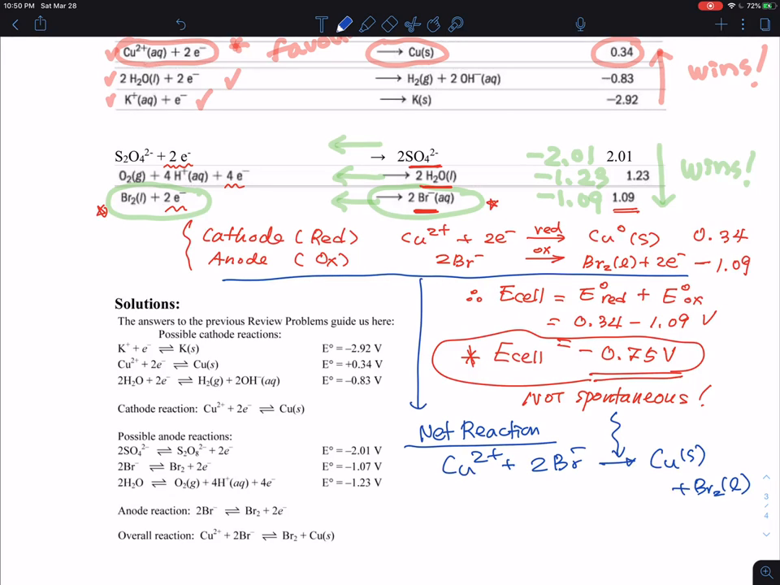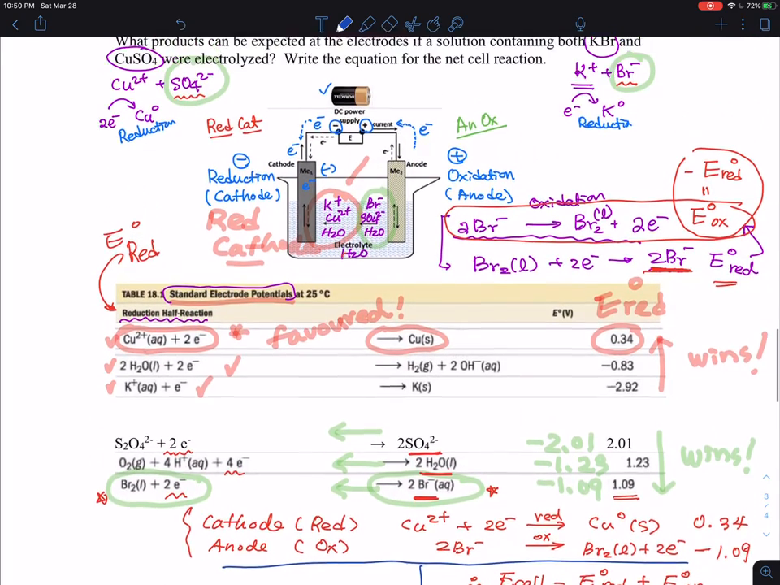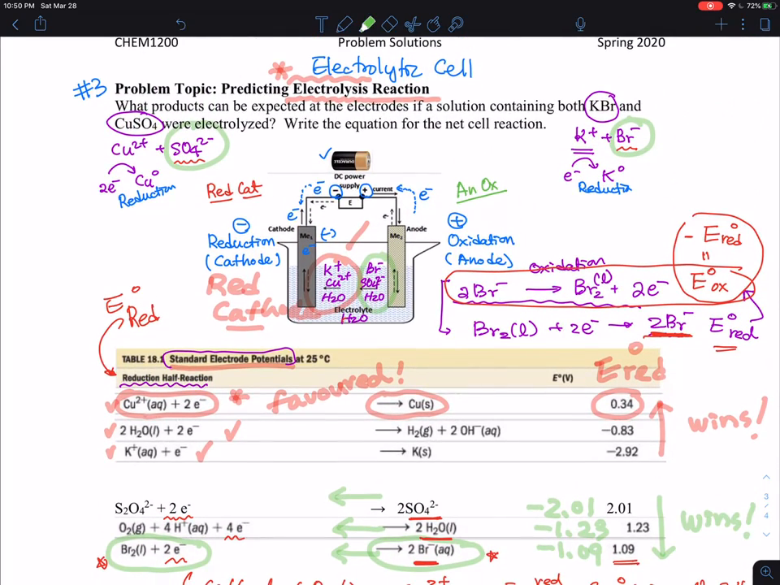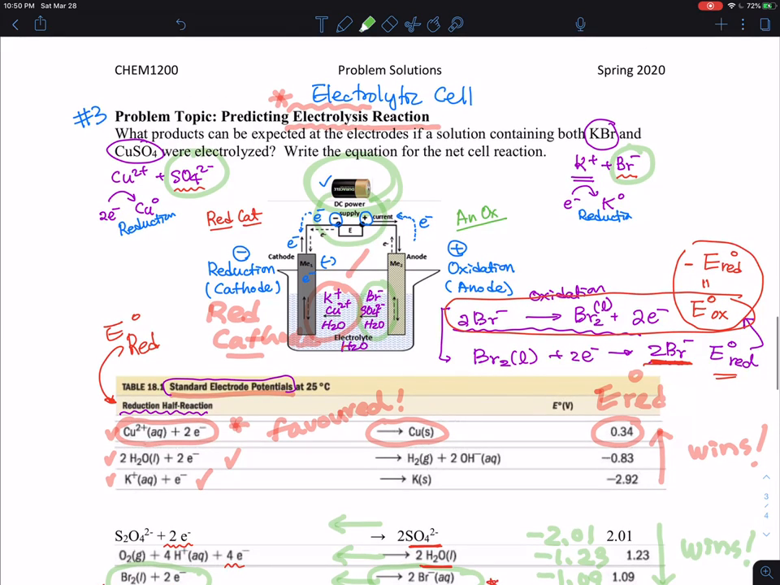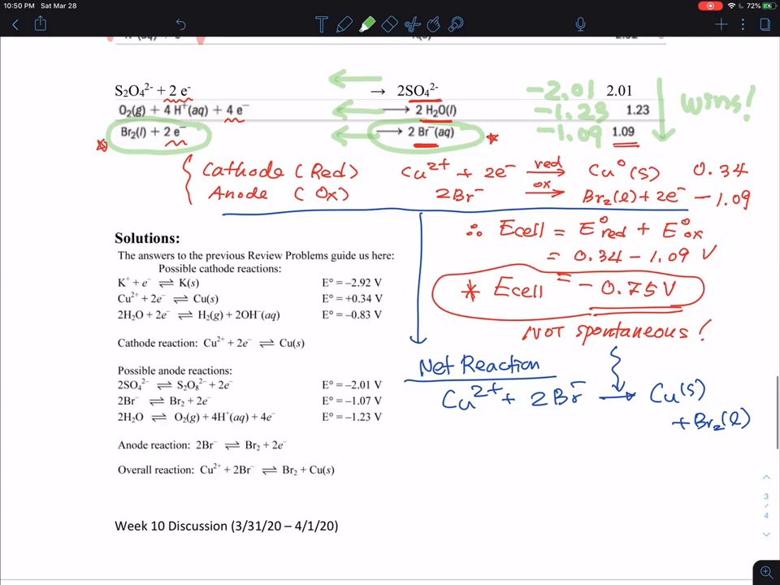So it only happens because we are enforcing it by applying the extra power supply, just like a battery, to enforce this non-spontaneous reaction. That's what is called the electrolytic cell. So, copper sulfate, and then you can put potassium bromide. This is a very stable compound that probably has a lower value, but now you are enforcing it with the battery, and I guess you have to apply more than 0.75 volts.